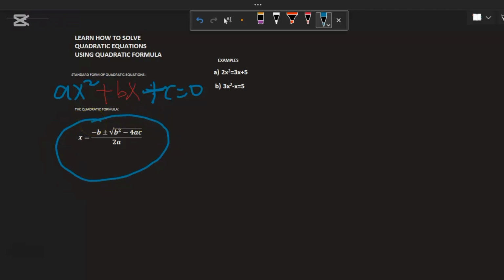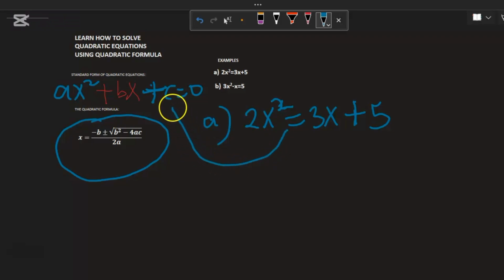Let's take a look at this example. The first example says 2x squared equals 3x plus 5. Now, the first question to ask is, is the given equation the same as the standard form? Your answer is as good as mine. This given equation is not written the same way as the standard form.